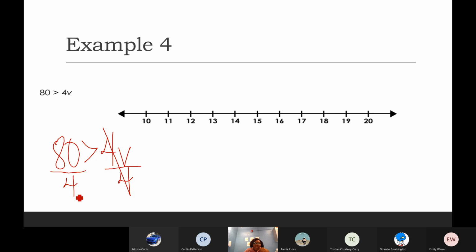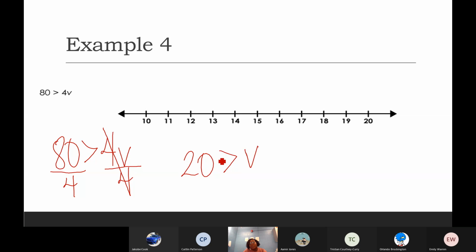Remember, whatever I do on one side, I have to do the same thing with the same number on the other side. So what I'm asking myself here is, and you can use your calculators, what is 80 divided by 4? And yell it out when you got it. What is 80 divided by 4? My calculator says 20. Very good.